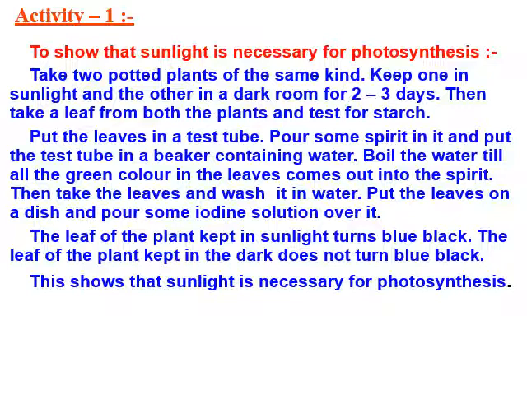And then take the leaves and wash them in water. Now put the leaf in a dish and pour some iodine solution over it. The leaf of the plant kept in sunlight turns blue-black, and the leaf of the plant kept in the dark does not turn blue-black. This shows that sunlight is necessary for photosynthesis, or you can see the presence of starch in the plant which is kept in the sunlight. That's why it turns blue-black when we have added the iodine solution.